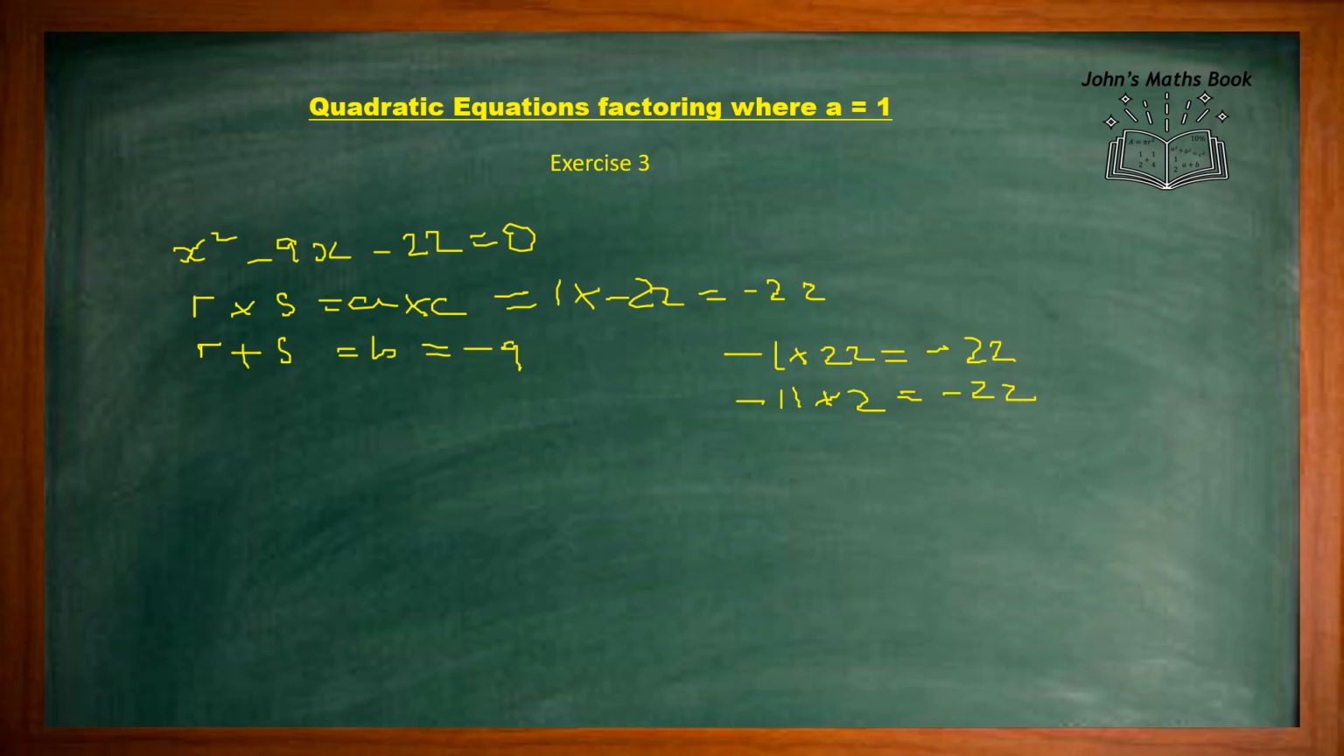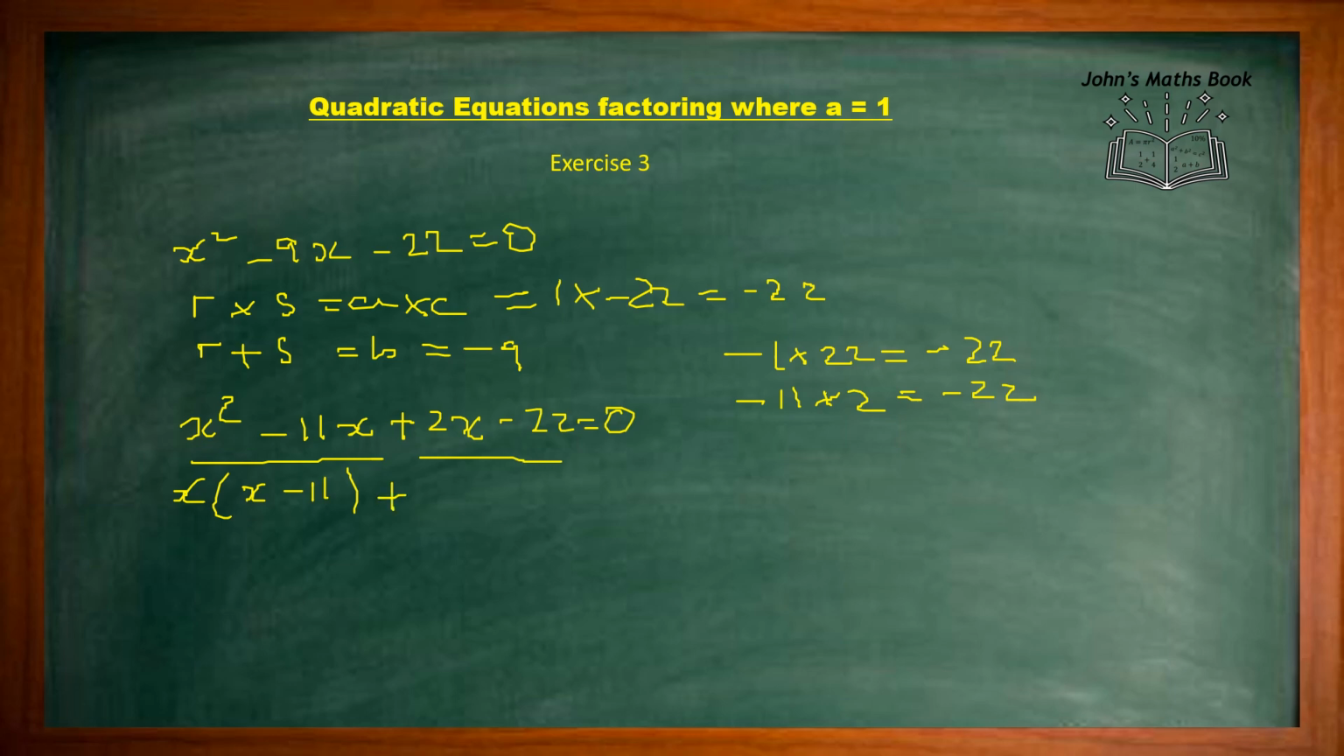So let's rewrite the quadratic and split the middle term. So we've got x squared minus 11x plus 2x minus 22 equals 0. So let's look at this part of the expression first and take x out of it, and we have x into x minus 11. And then look at this bit and we take the value of 2 out and multiply it into x minus 11 equals 0. Now we have a common term of x minus 11.